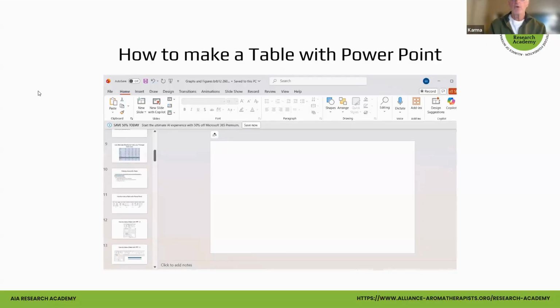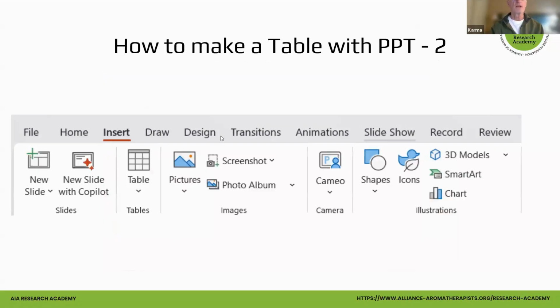Okay, how to make a table with PowerPoint. This is a screenshot of my, when I was doing this PowerPoint. You can see I'm making slides right here, and I'm on home. And what you want to do to make a table is go to insert. So you're regularly on home and you're going to go to insert. And I have a slide of that. I've blown this up so you can see more clearly.